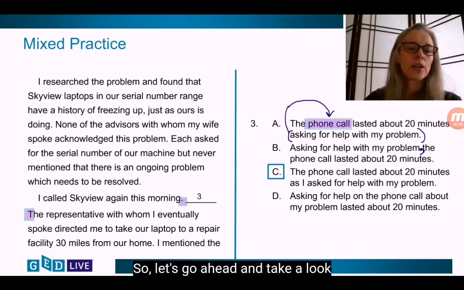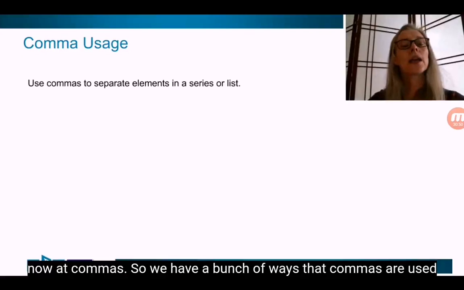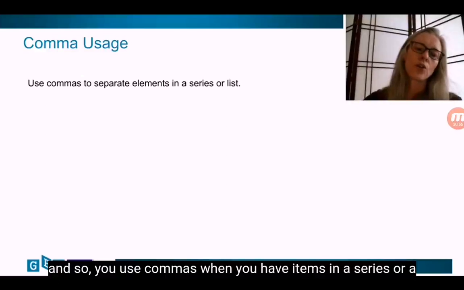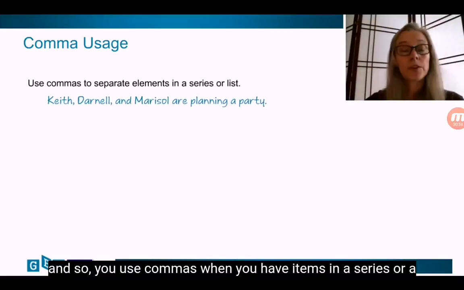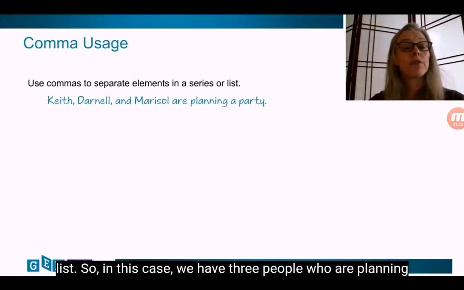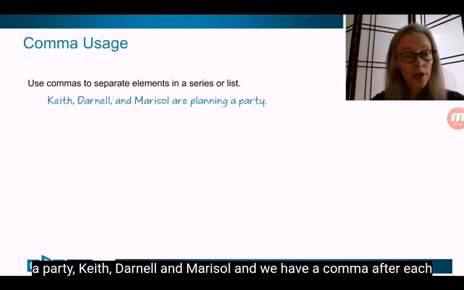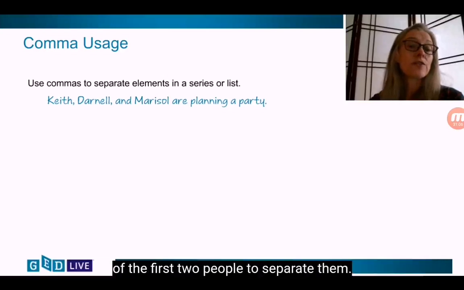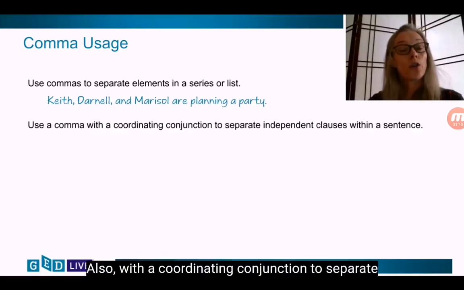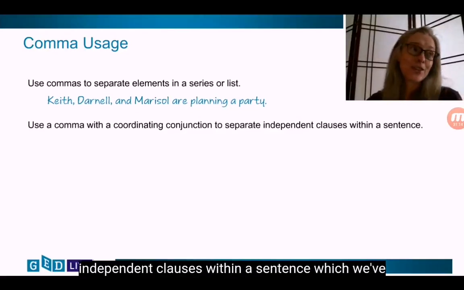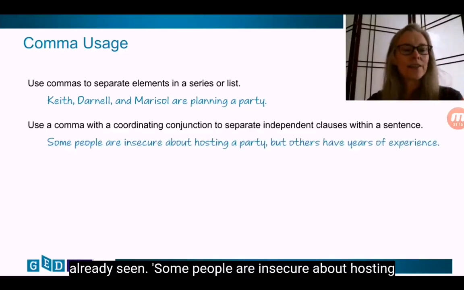So let's go ahead and take a look now at commas. So we have a bunch of ways that commas are used, and so you use commas when you have items in a series or a list. So in this case we have 3 people who are planning a party: Keith, Darnell, and Marisol, and we have a comma after each of the first 2 people to separate them. Also with a coordinating conjunction to separate independent clauses within a sentence, which we've already seen.